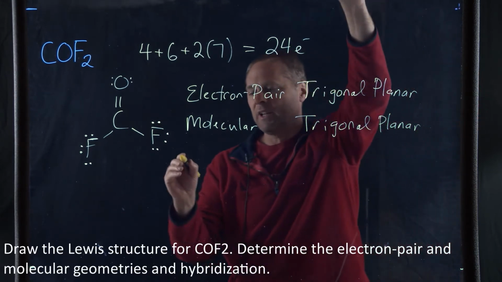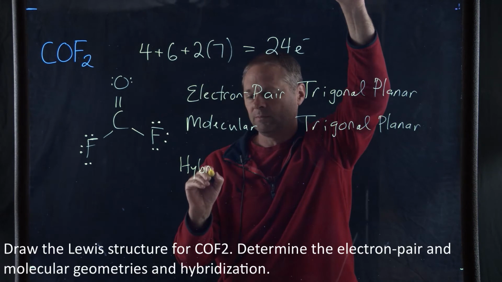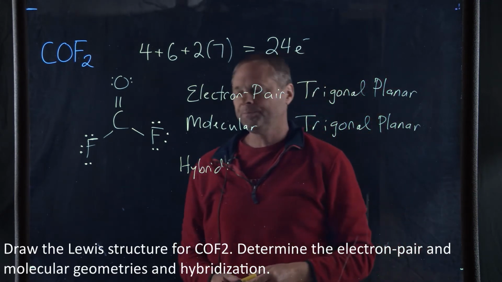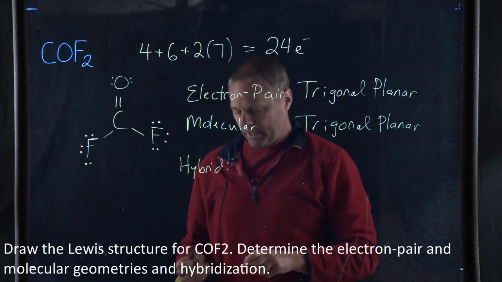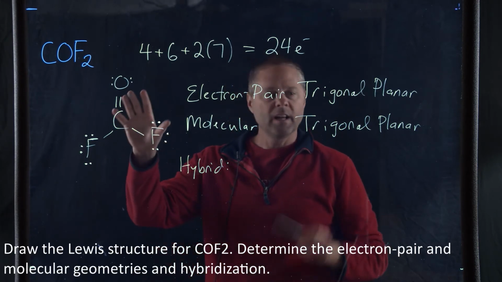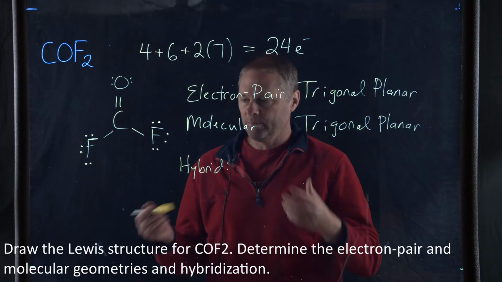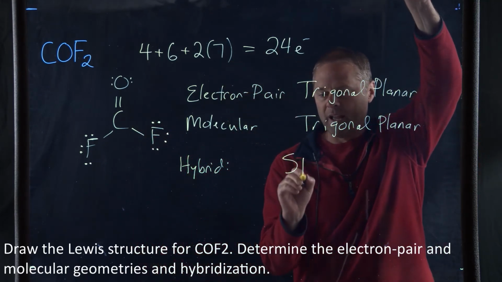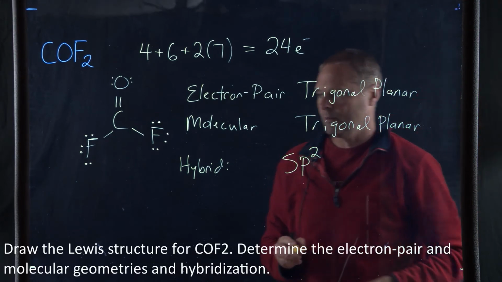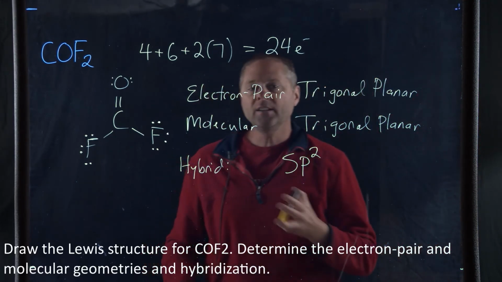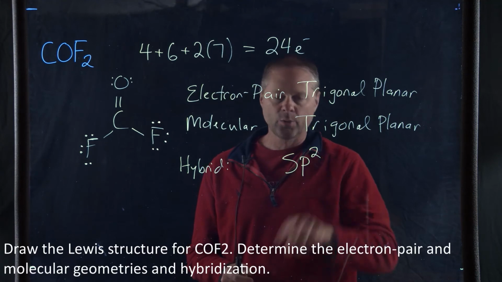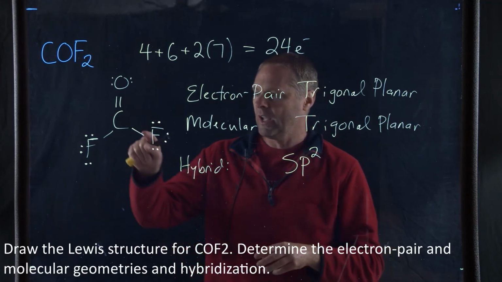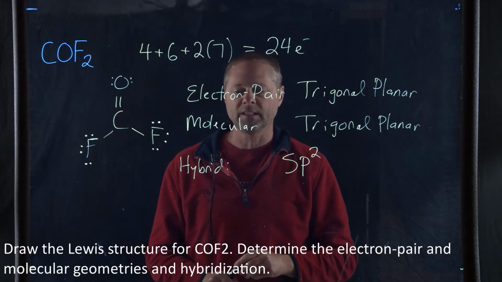Now for the hybridization, we can do it one of 2 ways. We can say, all right, since this is going to be trigonal planar, the hybridization of anything that's trigonal planar is going to be sp2. Another way we can look at it is this is 3 orbitals. We have an s, we have 2 p's, so that means there's going to be 3 orbitals, and there's 1, 2, 3 things bonded to the carbon.